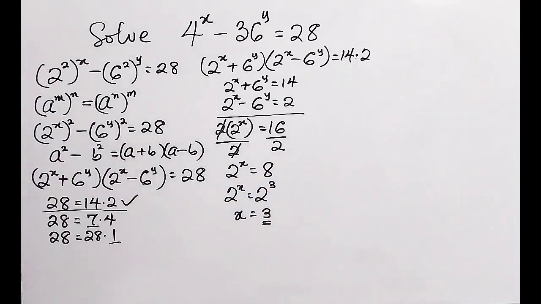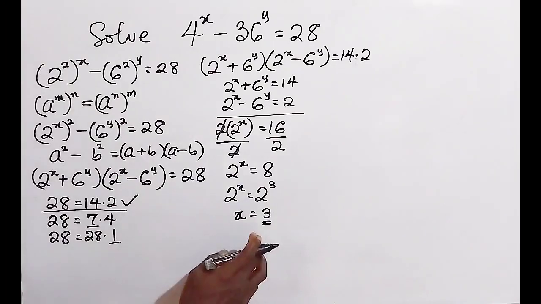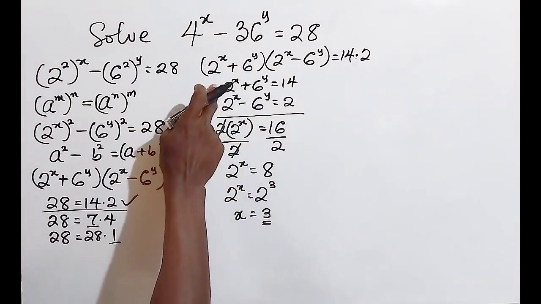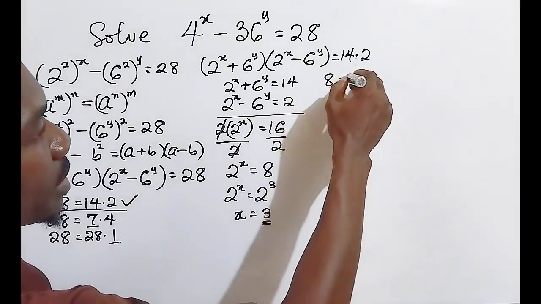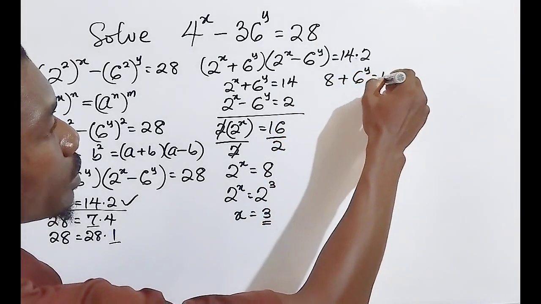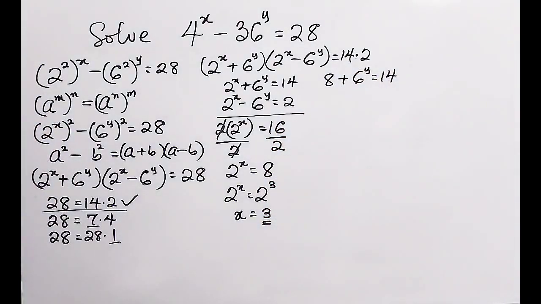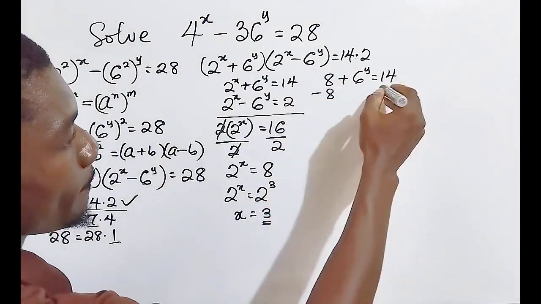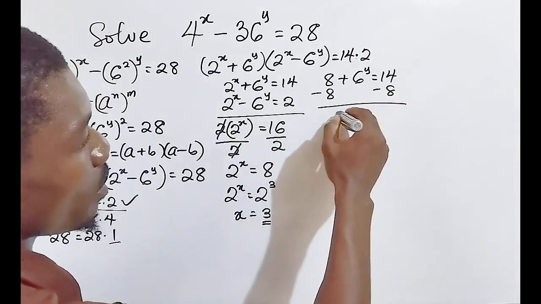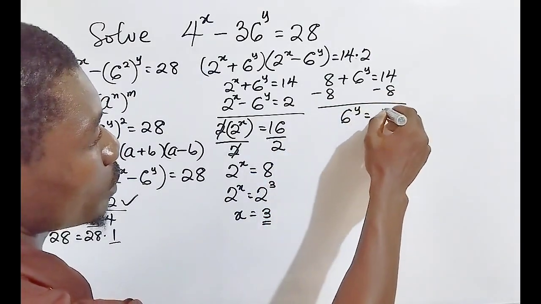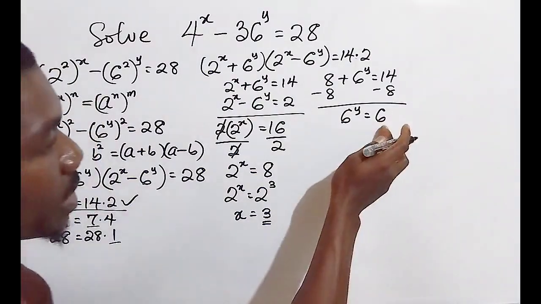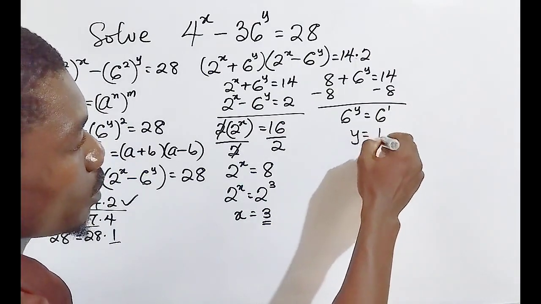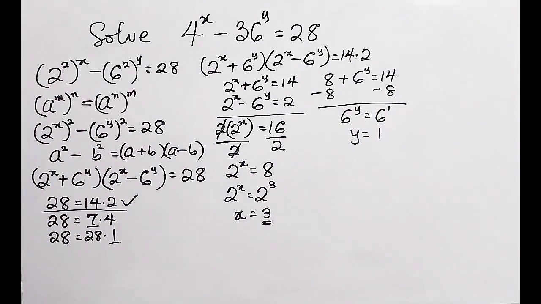Now if our x is 3, let us plug in x for this, or we can say 2 raised to the power of x equals 8. So here we can now say this is 8 plus 6 raised to the power of y equals 14. Now let us subtract 8 from both sides. Subtracting 8 from both sides, here we have 6 raised to the power of y equals 6. Okay, now in this case, y is automatically 1. So here we can say that y equals 1.